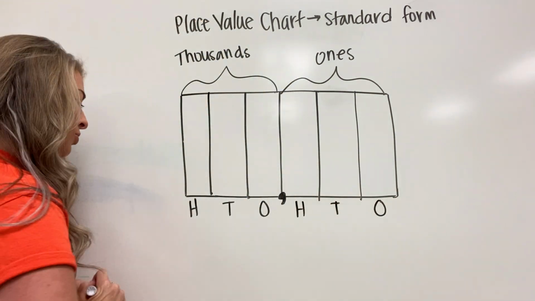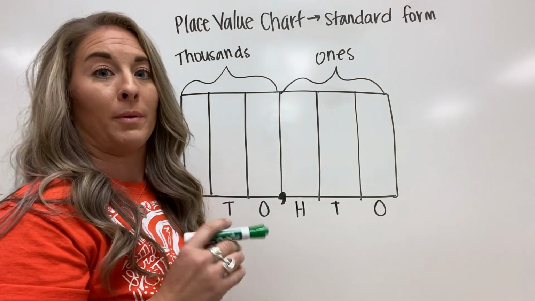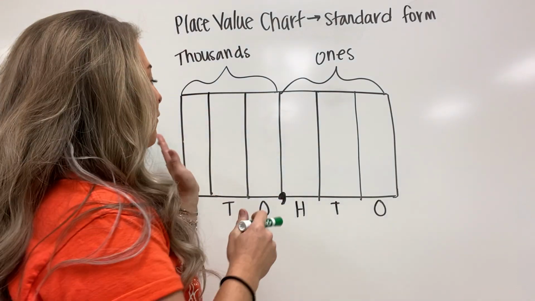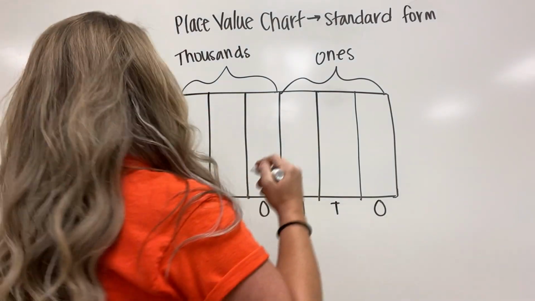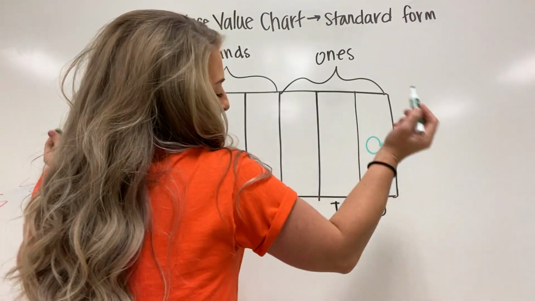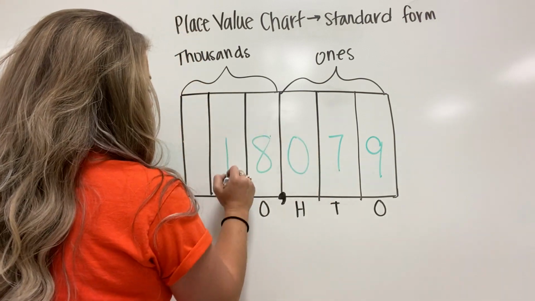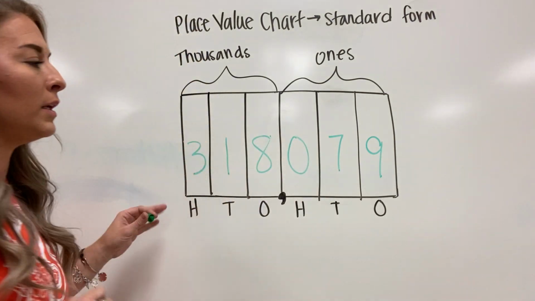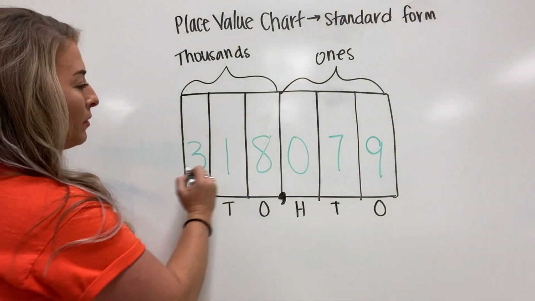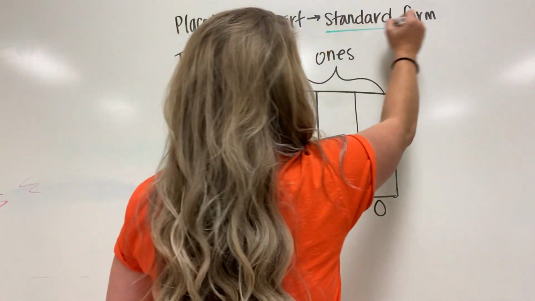So if I wanted to fill this in using digits, because a digit is the representation of a number, I am going to put, I don't know, 9, 7, 0, 8, 1, 3, right? That's a really big number. And remember, this number, since I wrote it with just the digits, is in standard form.